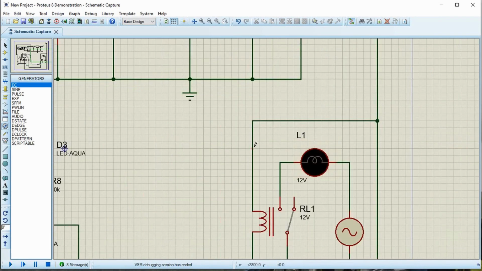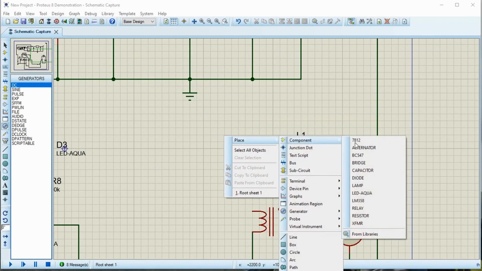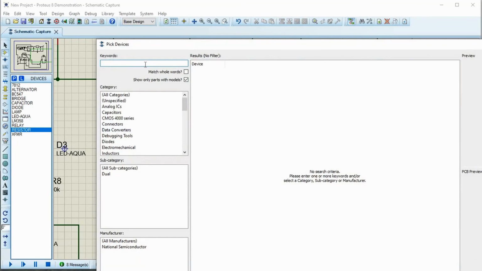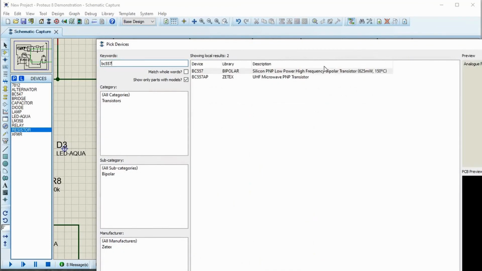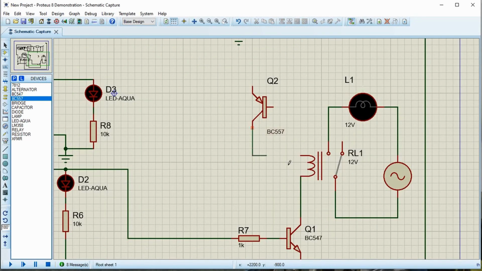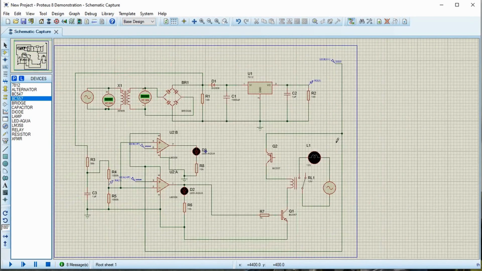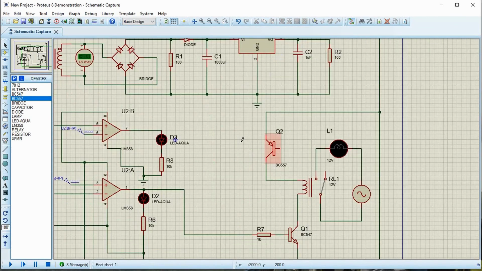Let me disconnect this and put a PNP transistor. BC557 is a PNP transistor. You should check out the transistor chapter once to know how to use a PNP transistor. So the collector will go to the load, the emitter will go to the supply, that is 12 volts, then you need a base resistor.